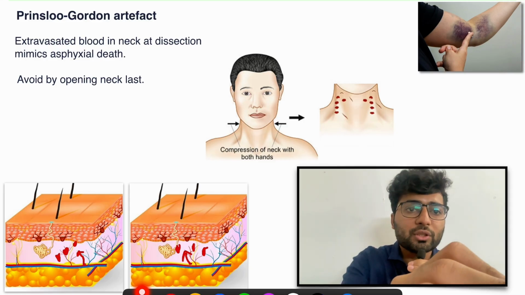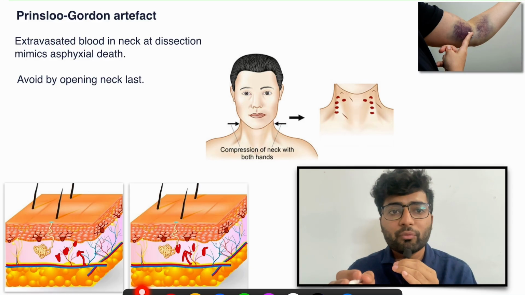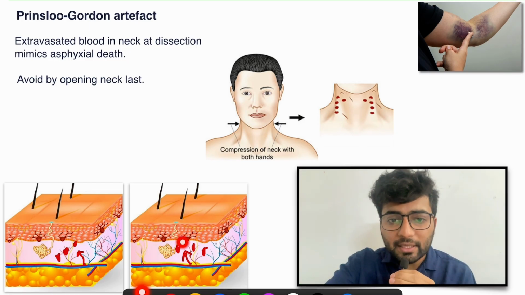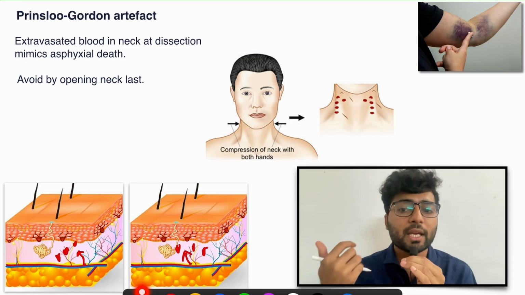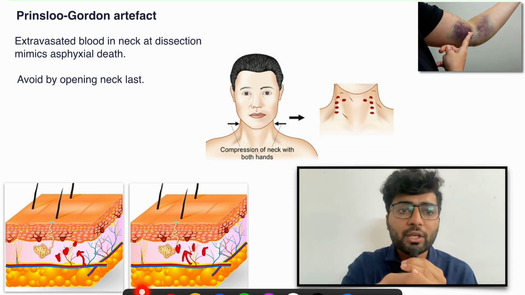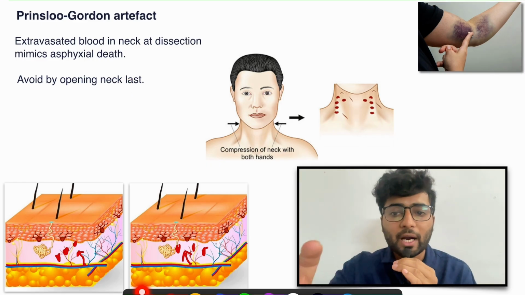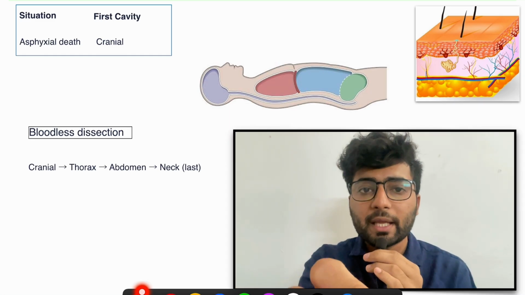But what is the Prinsloo Gordon artifact? The Prinsloo Gordon artifact means extravasation of blood in the neck at dissection. Whenever we are dissecting the neck, this extravasated blood looks like an asphyxial death. Throttling is an asphyxial death, so we avoid opening the neck first. Now how exactly do we prevent this? We prevent it like this: we open the cranial cavity first.